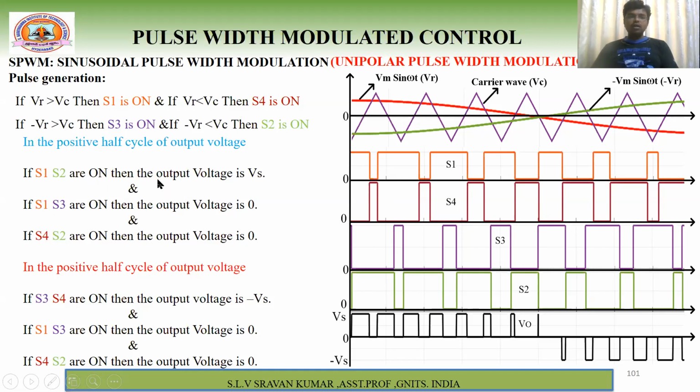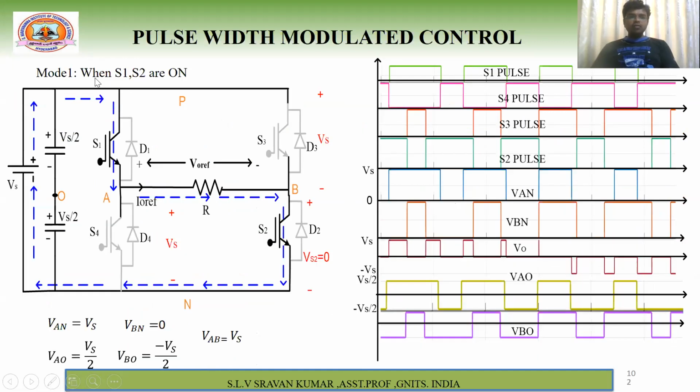If S1 and S2 are on, what is the output voltage? Vs. When S1 and S2 are on, these two switches are in the on state. Therefore how does the current flow? Plus Vs, S1, R load, S2, and the return path. Whatever current you are getting follows your reference direction. Therefore the current is positive, and the developed voltage is also positive. Now here, the most important thing is this neutral point, and also the pole voltage, because a lot of analysis is there for this too. That's why we are going for this.